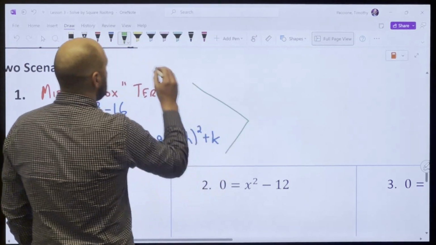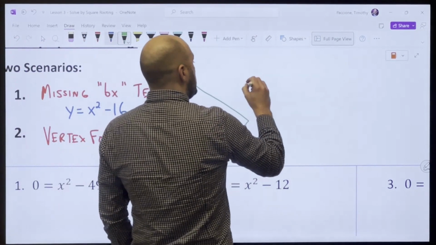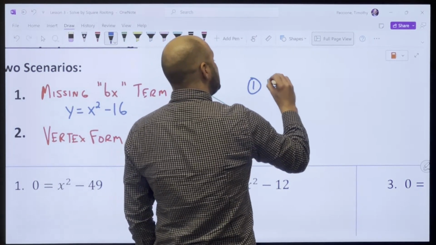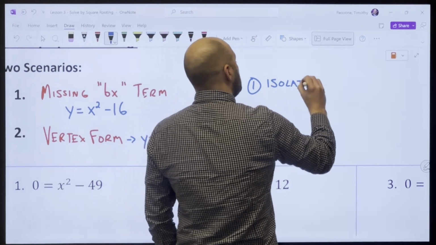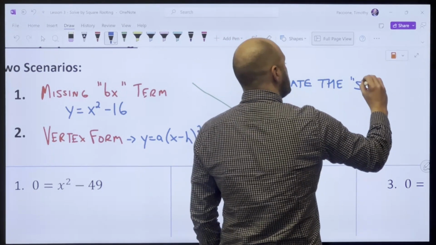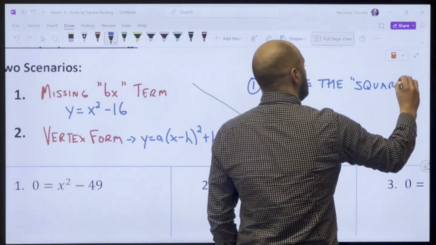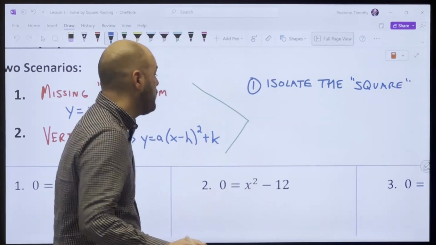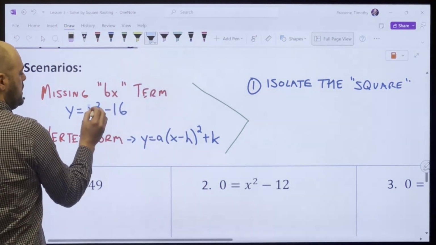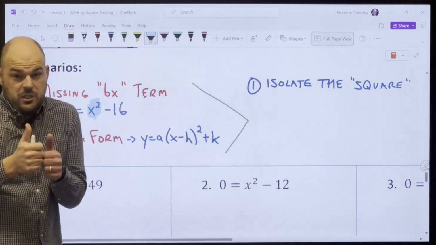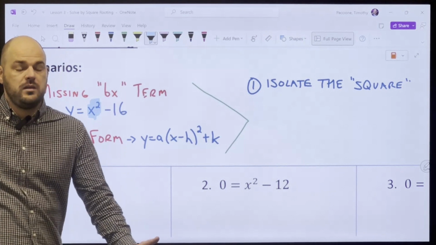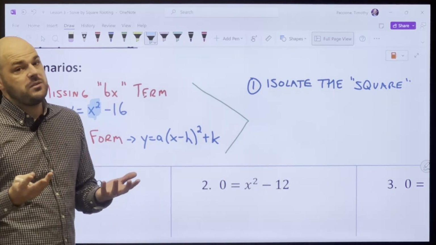For both of these, our steps are as follows. First, I'm going to isolate, meaning get by itself, the square. So whatever is being squared gets isolated. So for instance, in this situation, what was being isolated? Well, x squared is the square. So that means I have to get that by itself. I have to move everything away from it. That's what's being squared. So that's what I isolate.